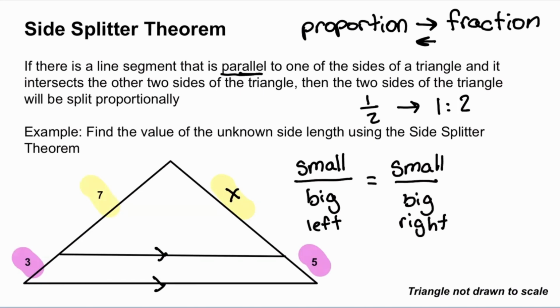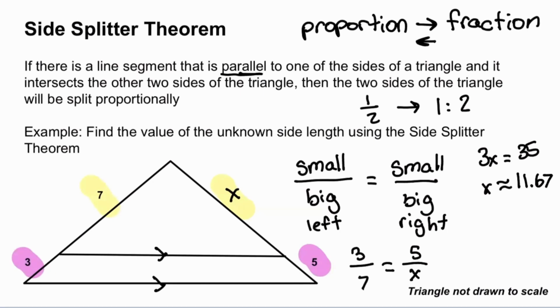So on the left side, our small segment is going to be this 3, and our big segment is going to be this 7. And this is going to be equal to the small segment on the right side, which is going to be our 5, and our big segment is this x. Now we have our proportion, we have an equation with one unknown, and we can solve this. So we're going to cross multiply. We're going to have 3x be equal to 35. And again, just doing this on a calculator, you get that x is approximately equal to 11.67. And that's how you would find an unknown side length using the side splitter theorem.